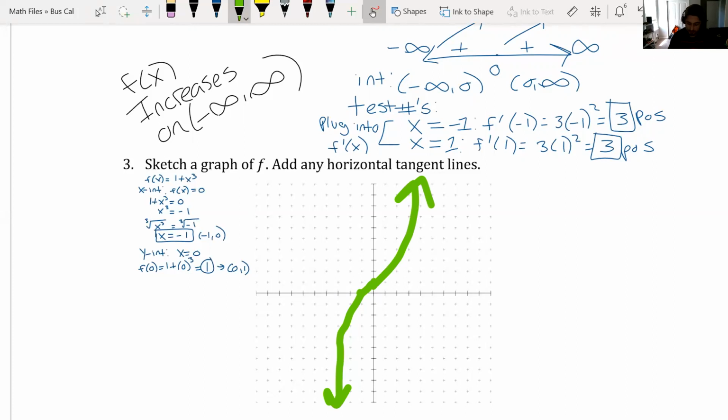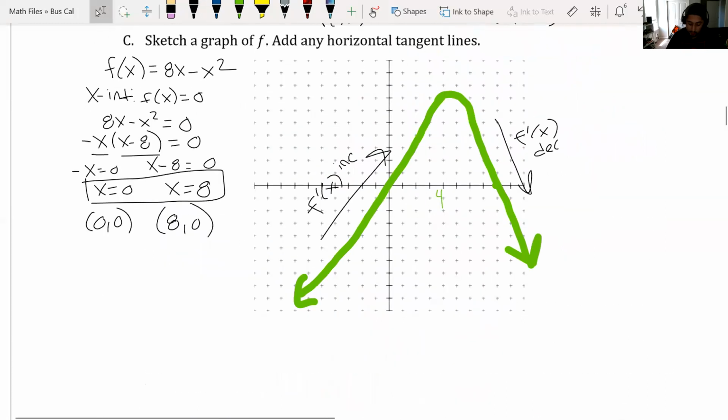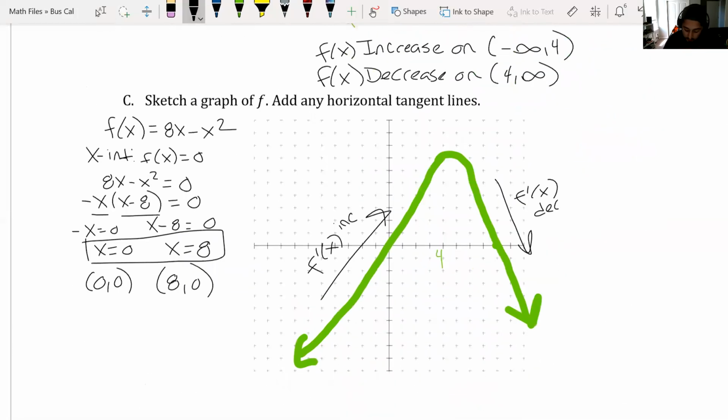All right. Kind of curves around a bit. Oh yeah, and on the problems it says add a horizontal tangent line. Well, we have a horizontal tangent at 0, so there would be a horizontal tangent line right there, where m equals 0. If I went back to the other problem, my horizontal tangent line would be at 4. So I would have a horizontal tangent line right here.